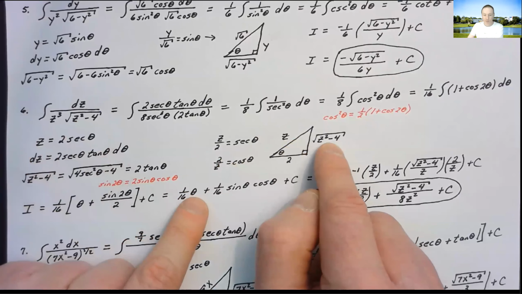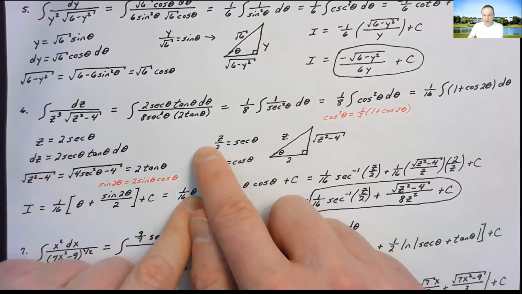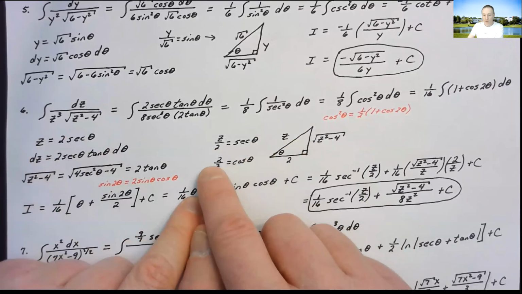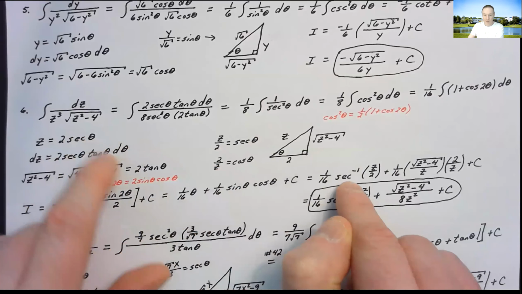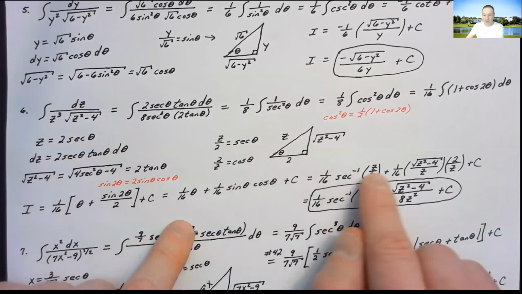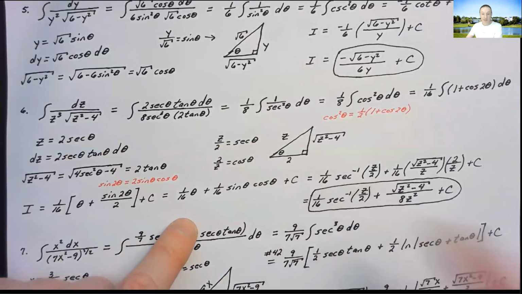For the first part, no problem. 1/16 theta, I could say theta is the inverse secant of z over 2. I could also call theta the inverse cosine of 2 over z. Either way, it's correct. Since I did a secant substitution, I just kept it in terms of inverse secant. But it is important to remember that since secant and cosine are reciprocals of each other, if you want to do the same thing in terms of inverse secant and inverse cosine, you just have to take the reciprocal of the argument. So the inverse secant of z over 2 is equal to the inverse cosine of 2 over z.